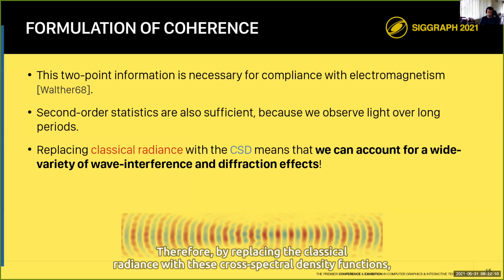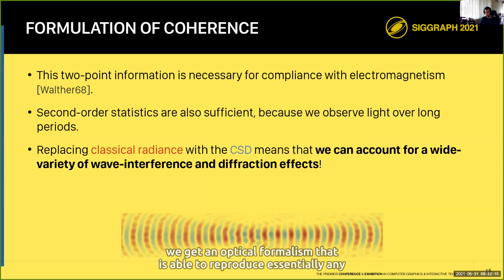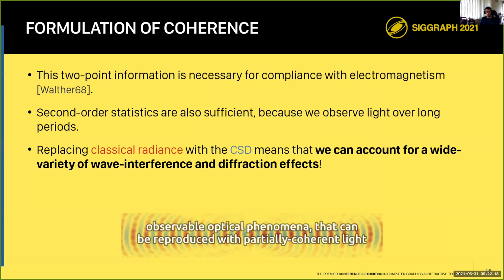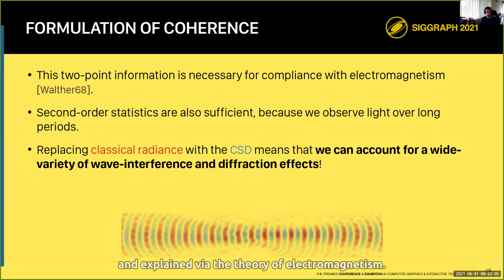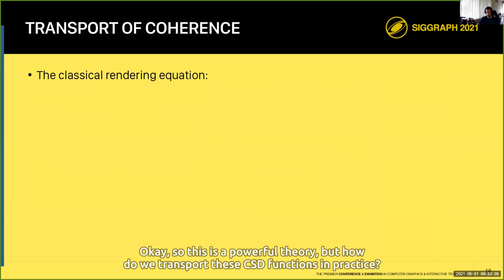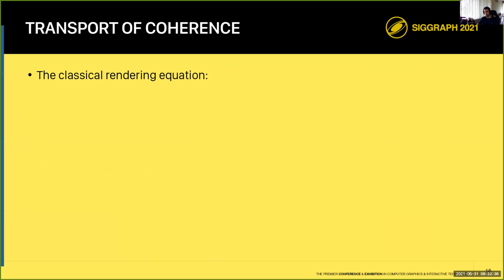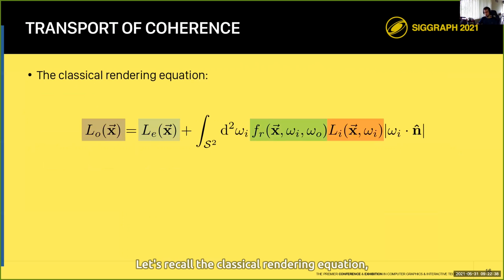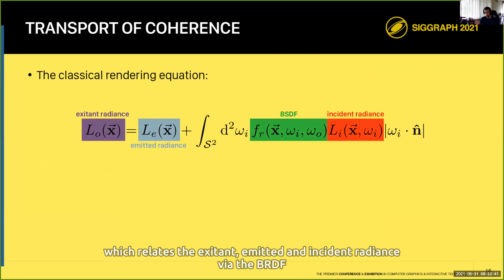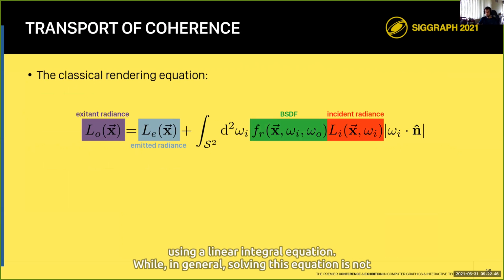Therefore, by replacing the classical radiance with these cross-spectral density functions, we get an optical formalism that is able to reproduce essentially any observable optical phenomenon that can be reproduced with partially coherent light and explained via the theory of electromagnetism. Okay, so this is a powerful theory, but how do we transport these CSD functions in practice? Let's recall the classical rendering equation, which relates the excitant, emitted, and incident radiance via the BRDF using a linear integral equation.